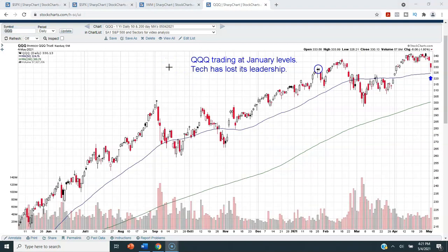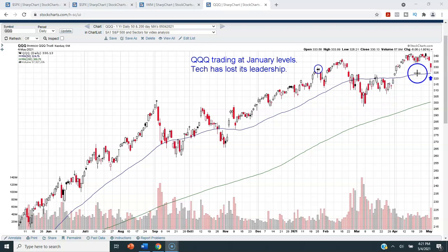The next chart that we're going to look at is a one-year daily candlestick chart of the triple Qs. Of course, the triple Q is the ETF that tracks the NASDAQ 100 index. Of course, there's a lot of tech, biotech, and a few other things in this index, and it does contain quite a few high PE stocks, which I think really is kind of hurting that index right now.